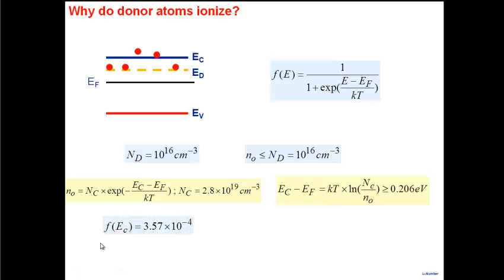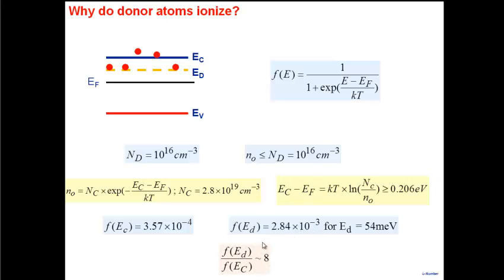Now that I get a value of EF, I put it here and calculate what is FEC. FEC would be a function of EC minus EF, which you know. So this is the probability that a state at energy EC is occupied. Then I ask, what is the probability that a state at ED is occupied? FED turns out to be 2.84 times 10 power minus 3. How do I find this out? You put ED here, so ED minus EF. I don't know ED minus EF directly, but I know the difference between EC and ED, so you can get ED minus EF also. So you find the probability of occupation of energy state ED.